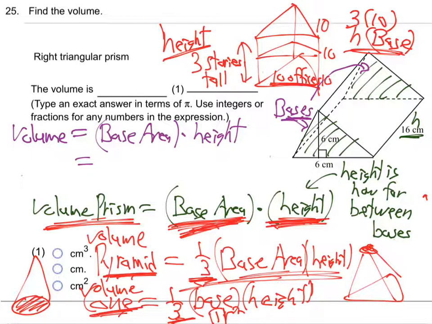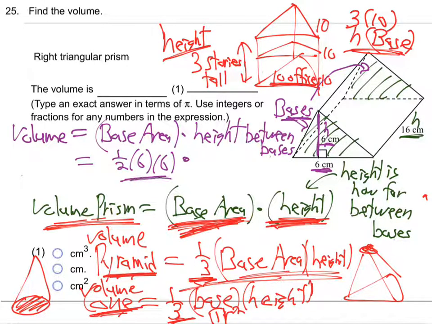What's the area of a triangle? Half base times height. Half times 6 is the base of that triangle, and the other 6 is the height of that triangle, times, now the height, this is the height between the bases. You got to be careful. There's two different heights we're talking about here. Here's the height of just the little triangle. That's a half times 6 times 6 is the area of that triangle because it's a half, the base of the little triangle, the height of the little triangle. But then the other height is the height between the two bases. That's 16. So let's work that out.